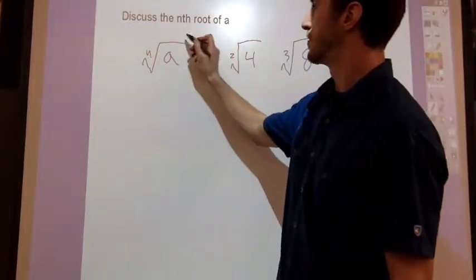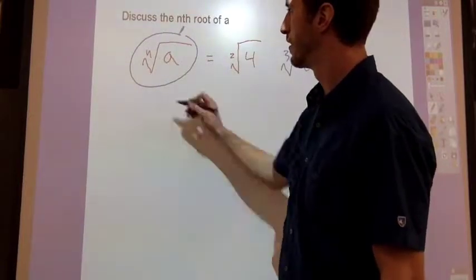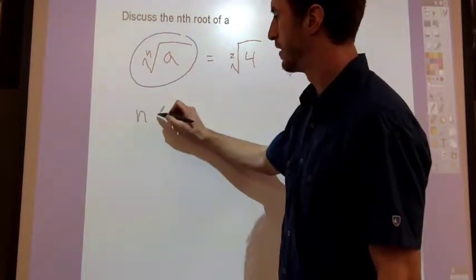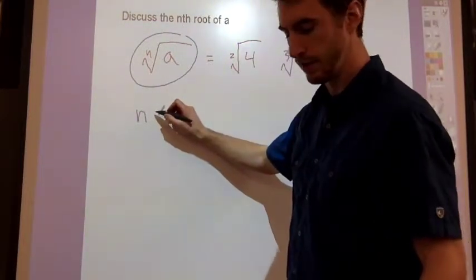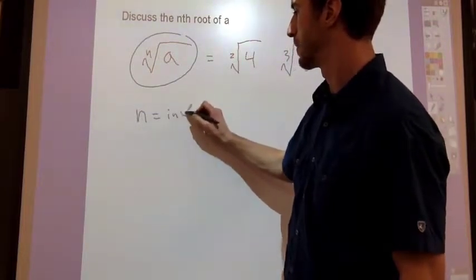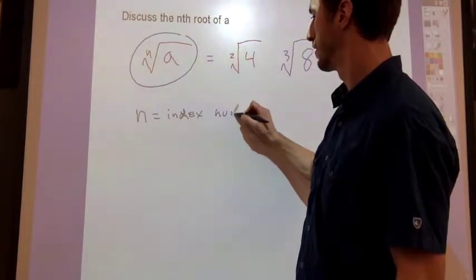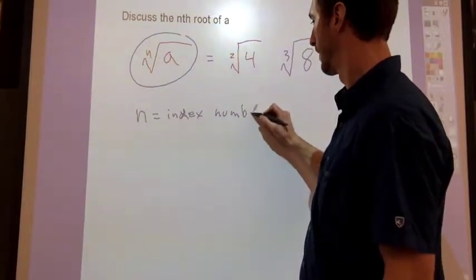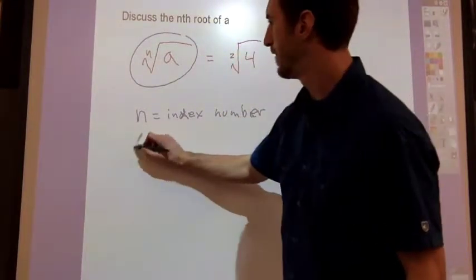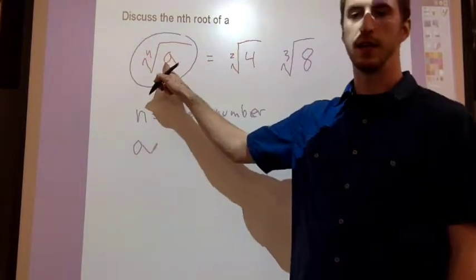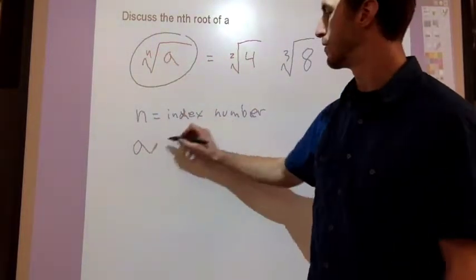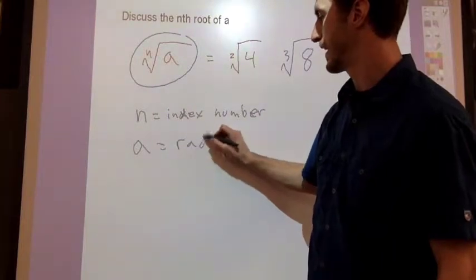And so it's written in this form here, and the n is what is known as the index number. Index number. That's some vocab. And the a, this number that you're taking the root of, is known as the radicand.